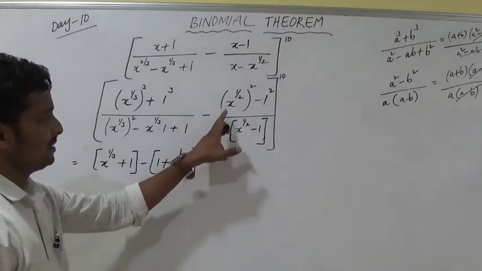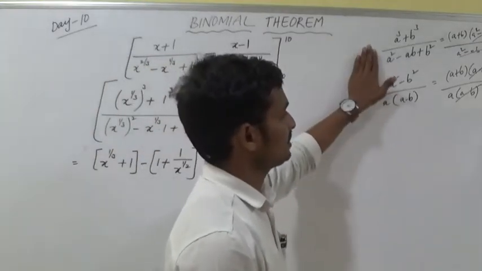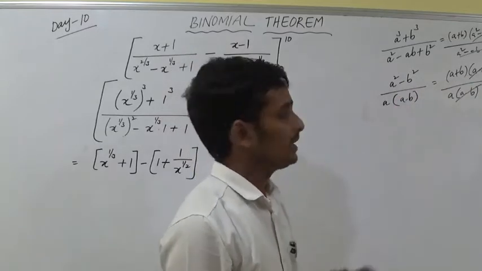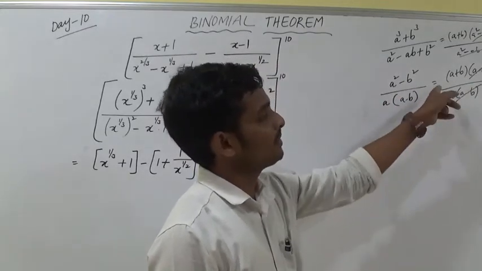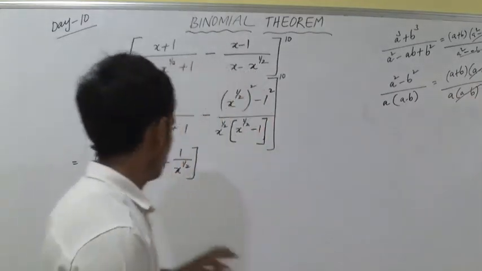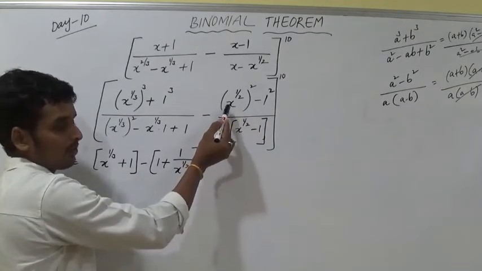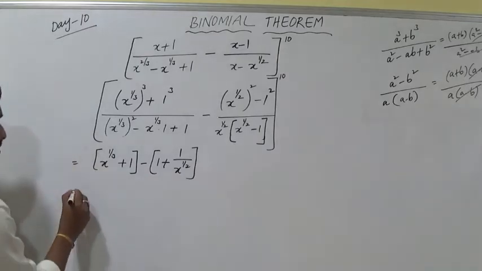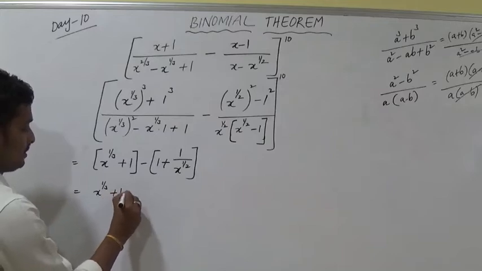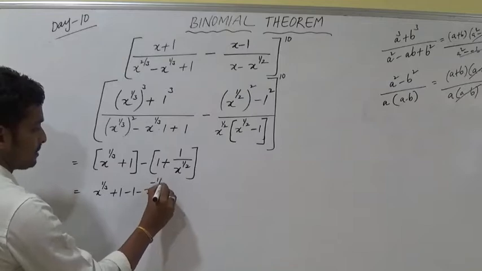This is a square minus b square. You can look here. The main process, main steps and the critical steps are here. A square minus b square is a plus b into a minus b by a into a minus b. A minus b, a minus b are cancelled, a plus b by a. I am separating a by a plus b by a, a by a are cancelled, 1 plus b by a. Here 1 plus 1 by, 1 means b is 1, a is x to the power of 1 by 2. I am simplifying this, that is equal to x to the power of 1 by 3 plus 1 minus 1. This is minus x to the power of minus 1 by 2.